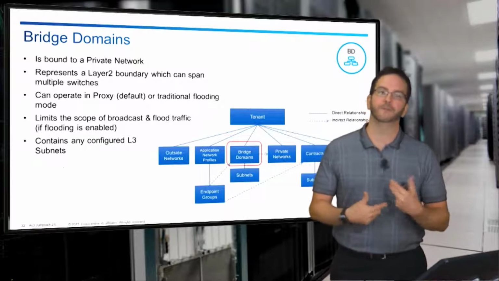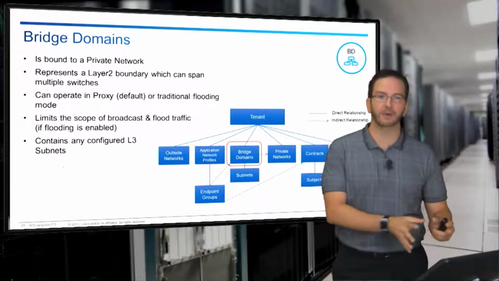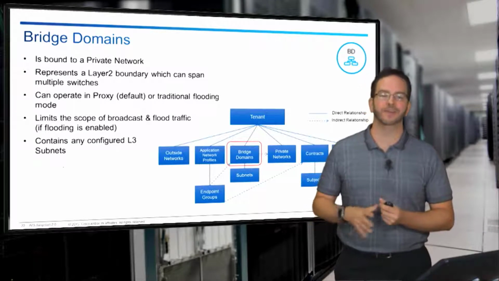But if we can avoid it, disabling that flooding action by default, if our default gateway does exist on the fabric, becomes very powerful. We've now eliminated a lot of unnecessary traffic.